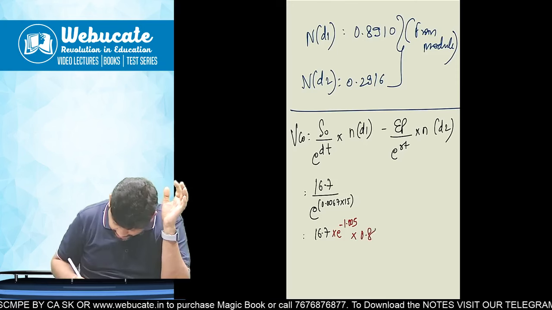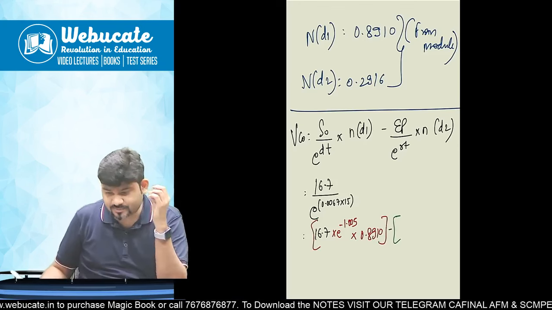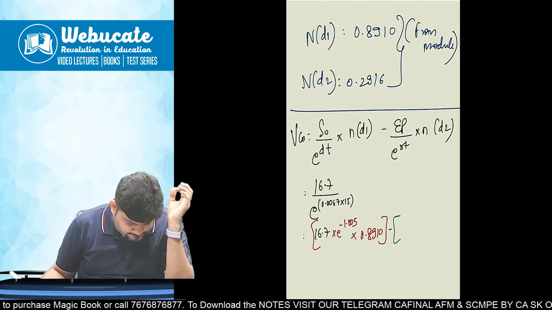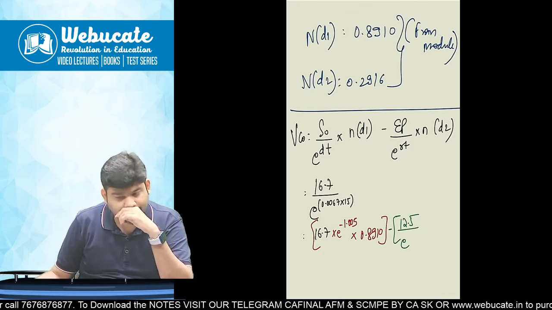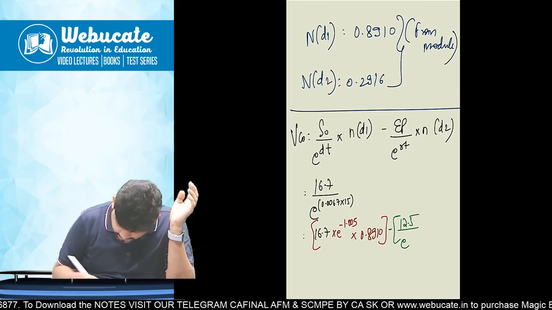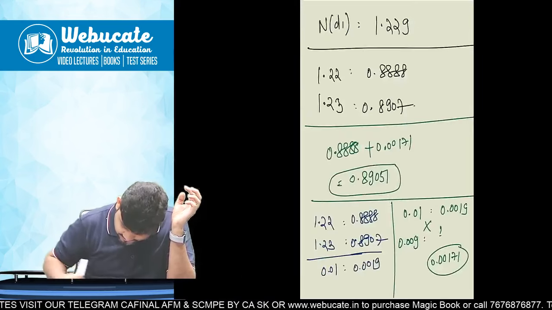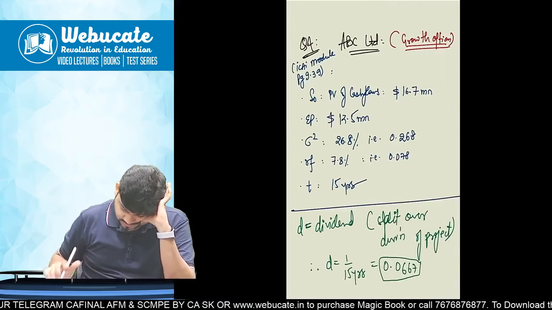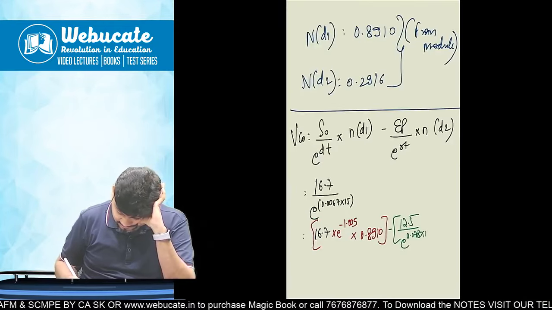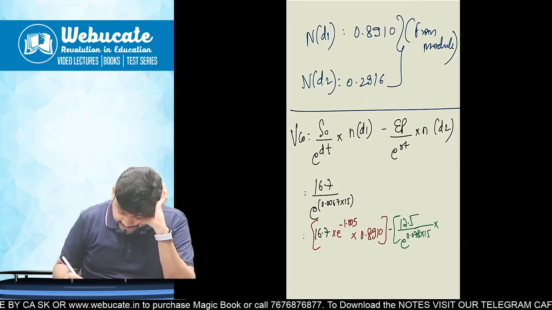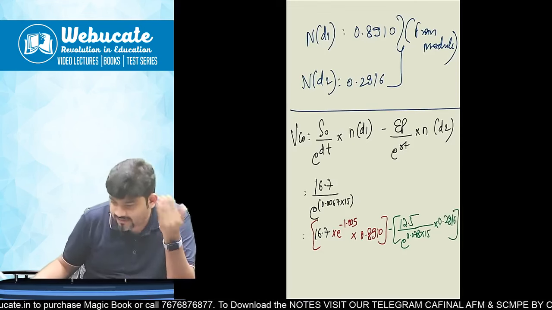Into N(D1), 0.8910. Minus exercise price upon, what is the exercise price? 12.5 upon e raised to RT. So RT you'll have to do. So what is the rate of interest? 0.078. Into 15 into N(D2), 0.2916. Again, we will take it up.